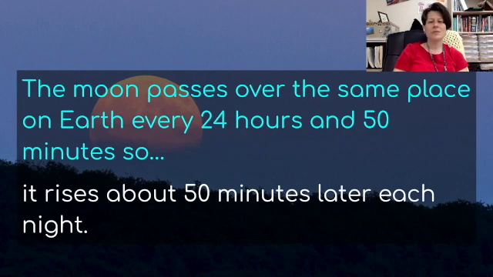The moon passes over the same place on Earth every 24 hours and 50 minutes. So, what that means is it rises about 50 minutes later each day. If you've ever noticed, the moon does not rise at the same time each day.